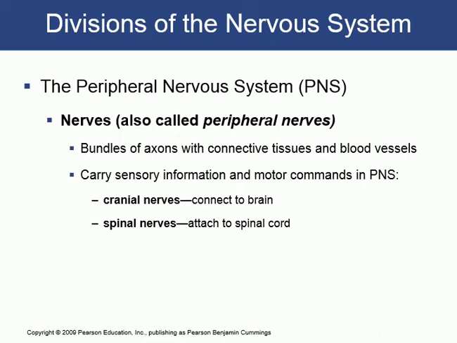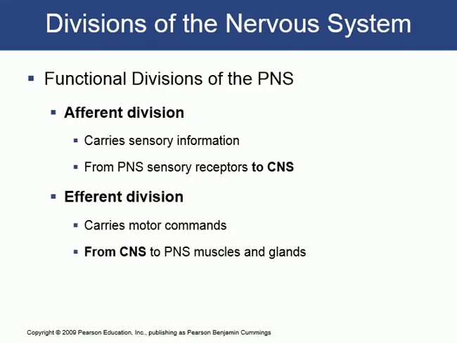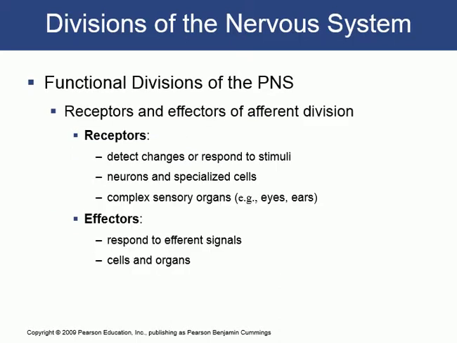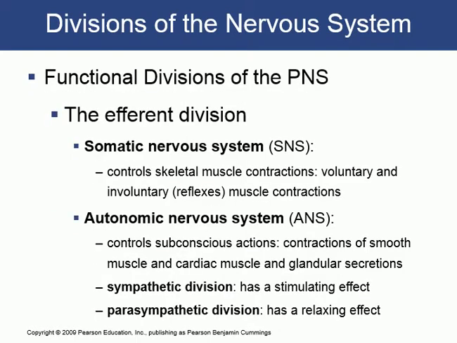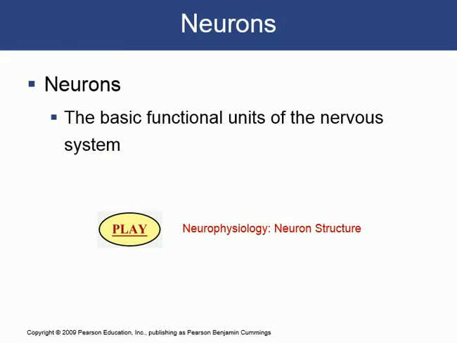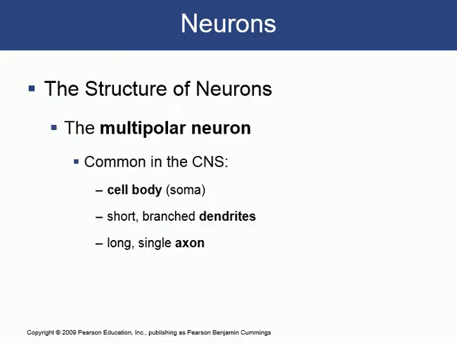We have spinal nerves, we have cranial nerves, afferent and efferent. This is just the basics. We have receptor, we have effector, we have the somatic. So you need to know this. Somatic, what's the somatic and what's autonomic? And what are the two divisions of the autonomic? What's the difference? Sympathetic versus parasympathetic. Okay? Now the neuron.